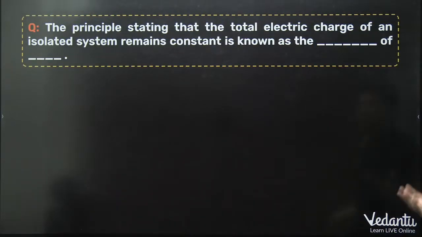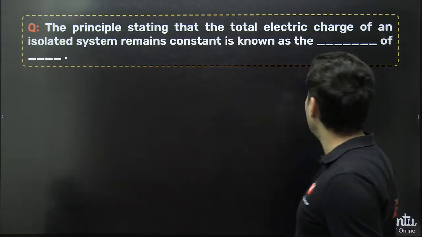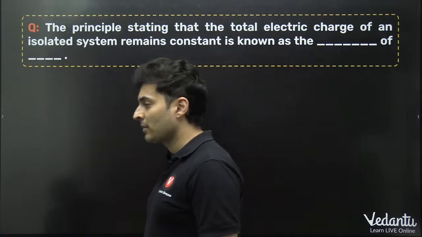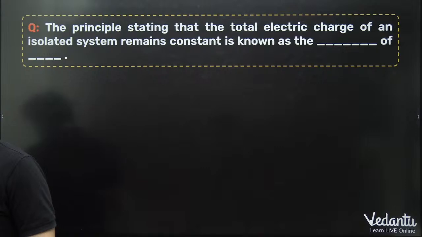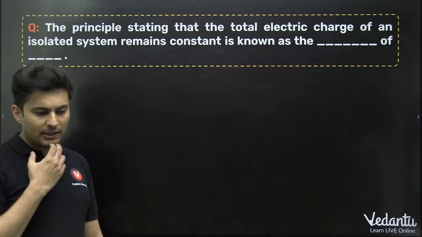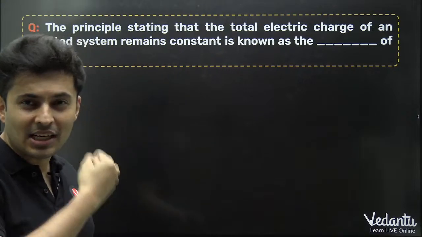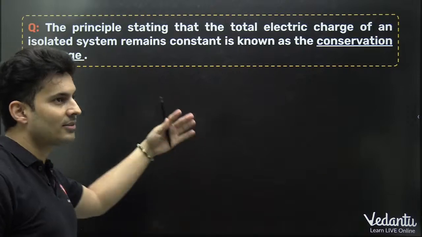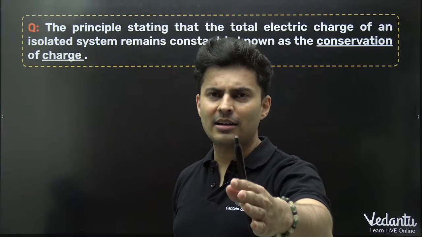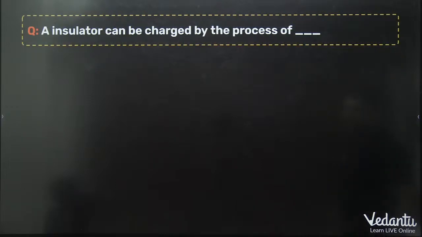The principle stating that the total electrical charge of an isolated system remains constant is known as the dash of the dash. The principle stating that the total electric charge of an isolated system remains constant is called which principle? Think about it. Yes, principle of conservation of charges. The charges can't go out, charges can't come in. That's one of the first few paragraphs in chapter 1 of your 12th standard book.